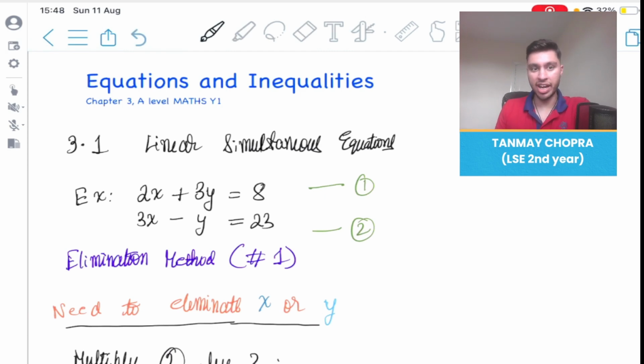I give you two equations and I give you two unknowns. So what are the unknowns here? X and Y, two unknowns. You see what's going on, you need to solve for them. How do we do that? The first method is elimination.